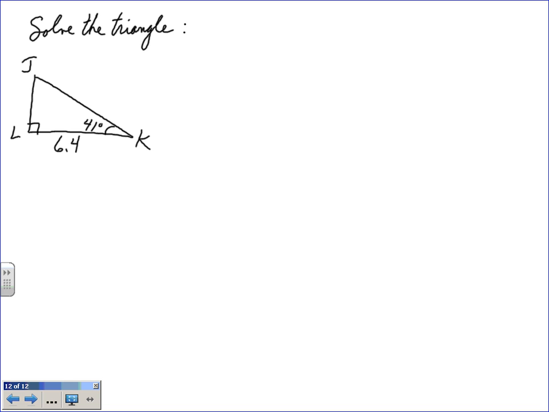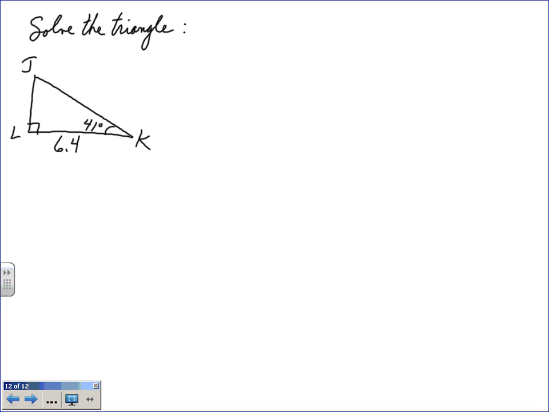Solve the triangle. So let me give you a right triangle. And let's say this side is 6.4. Let's call this triangle JKL. 6.4, and I'm going to say angle K is 41 degrees. Solve the triangle. All right?